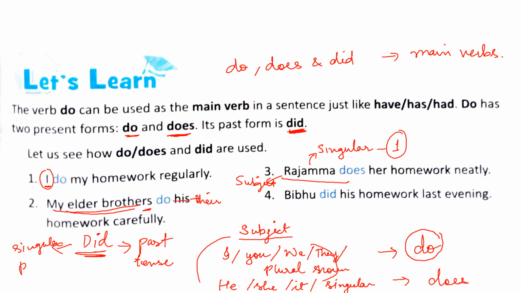Okay. So see example number 4. Bibu did his homework last evening. Last evening is showing that the activity has already been done. So the sentence is in past. Therefore you use did in the sentence. Now Bibu is singular, right? Again, you can use did with all types of subjects.